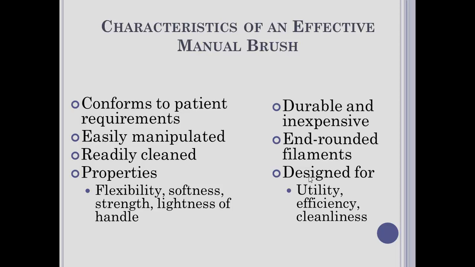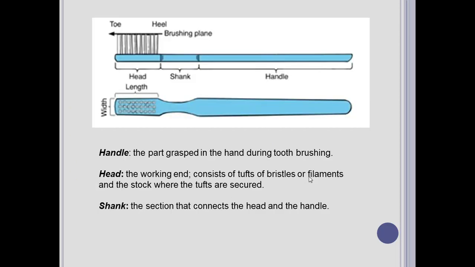They should be durable, although they don't last forever. A lot of times people tend to keep their toothbrushes longer than they should. As soon as the bristles start to fray, you need to throw it out. And toothbrushes are fairly inexpensive. And the filaments should be end rounded. And basically they should be able to keep clean.